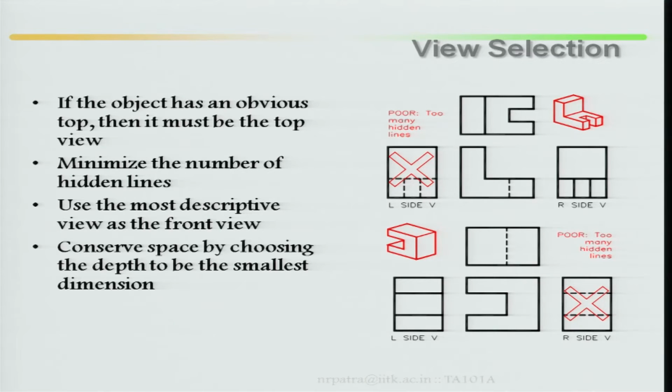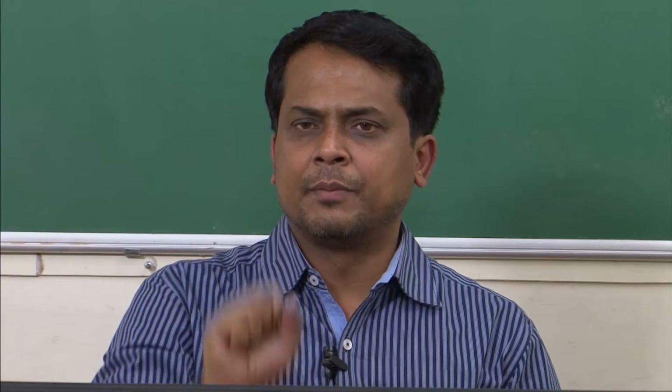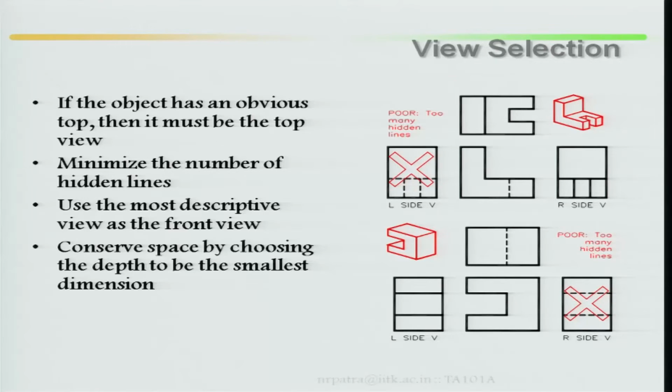Use the most descriptive view as the front view. The view where you can see most of the features of the object, that you can take as your front view. Conserve space by choosing the depth to be the smallest dimension, because if depth is not the smallest dimension, then it will be very difficult to plot in a simple A4 or A3 size drawing sheet.